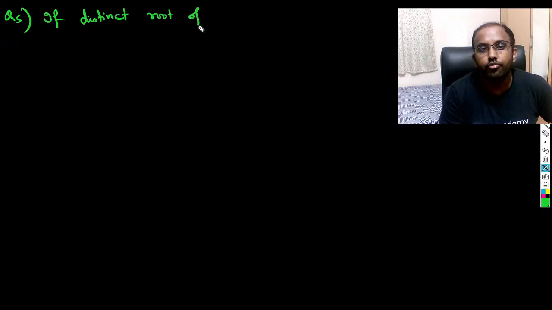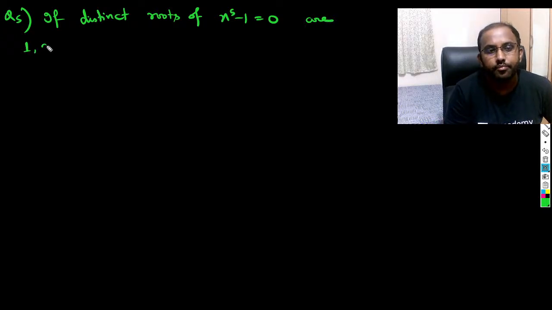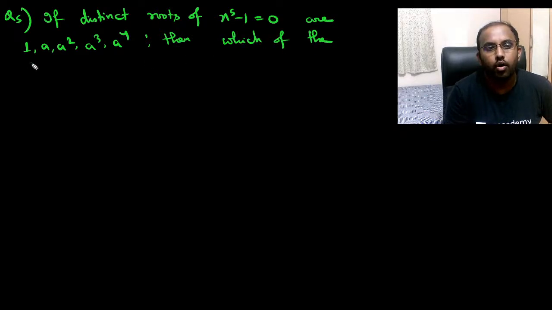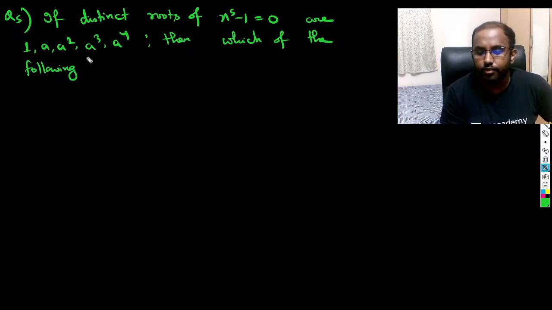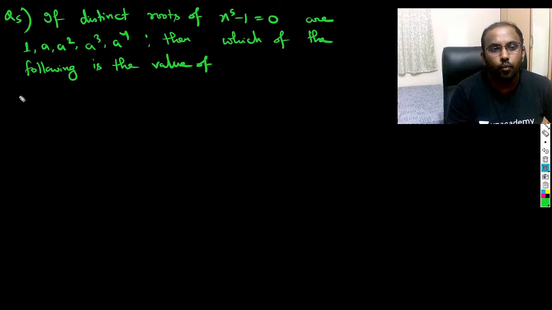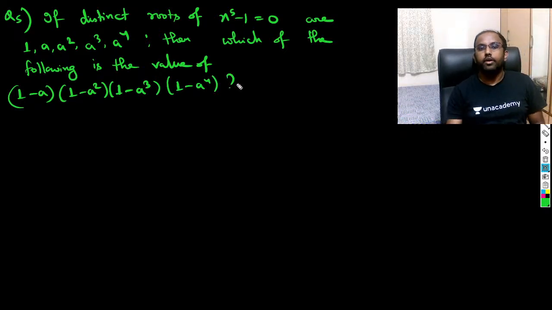If the distinct roots of x raised to 5 minus 1 equal to 0 are 1, a square, a cube, a raised to 4, then which of the following is the value of 1 minus a into 1 minus a square into 1 minus a cube into 1 minus a raised to 4? That's the question here. Now let's solve it.